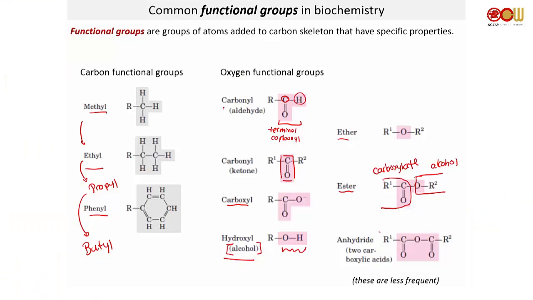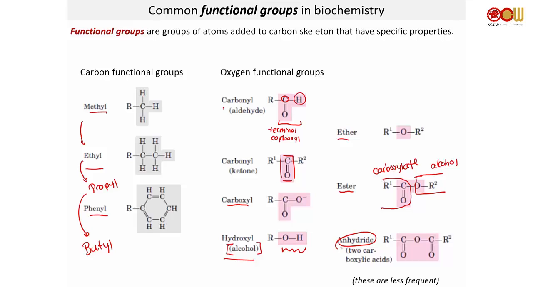And sometimes you also get anhydrides. Anhydrides are essentially, you got 2 carboxylic acids reacting together, eliminating a water. That's what you have, acid anhydride. So these are the functional groups that contain carbon and then oxygen.